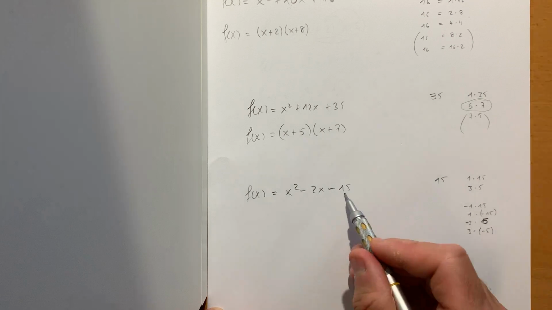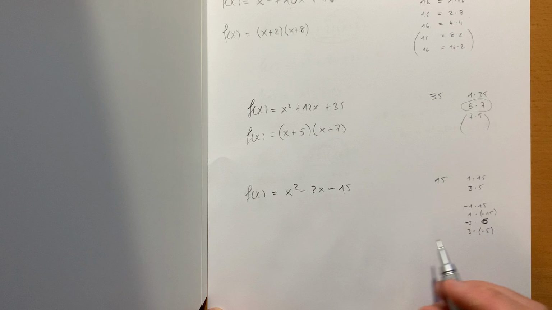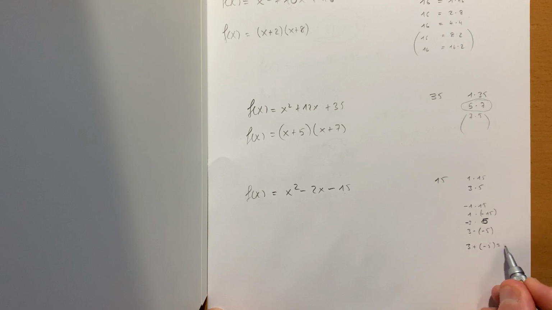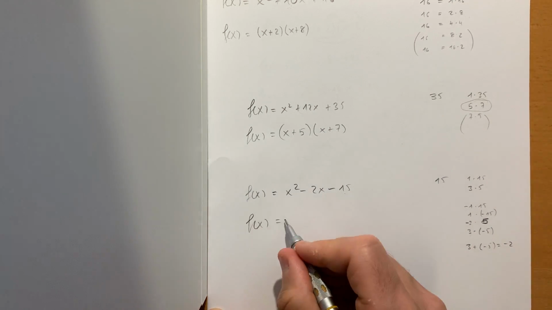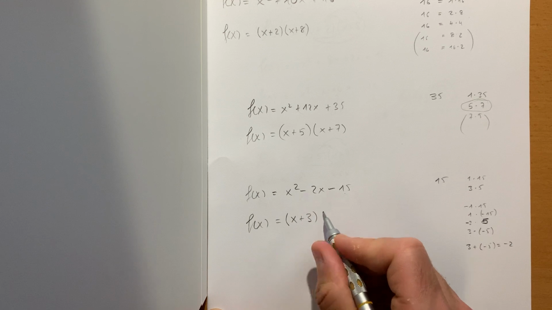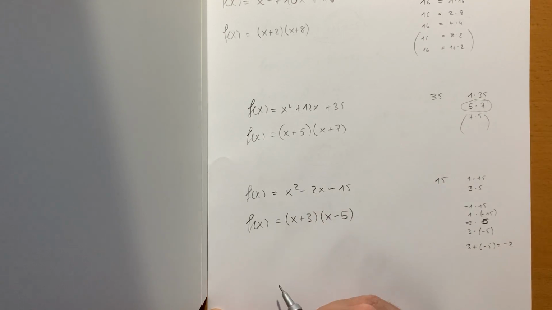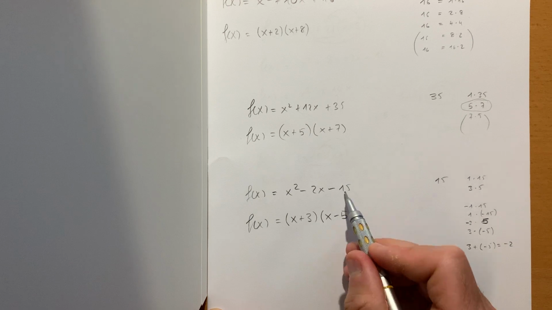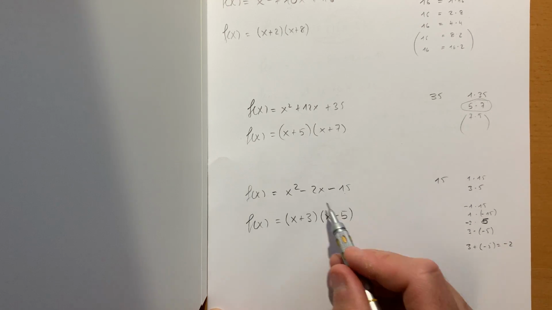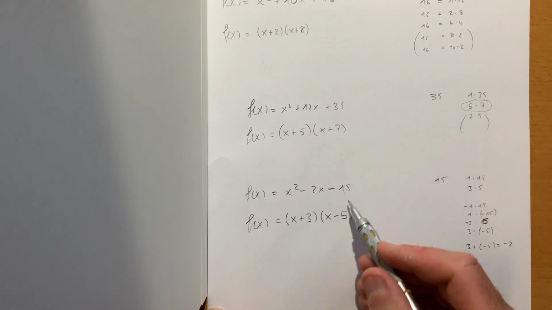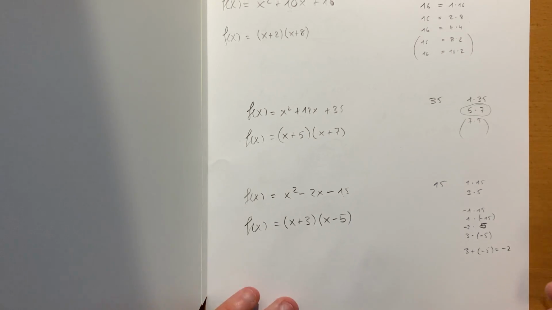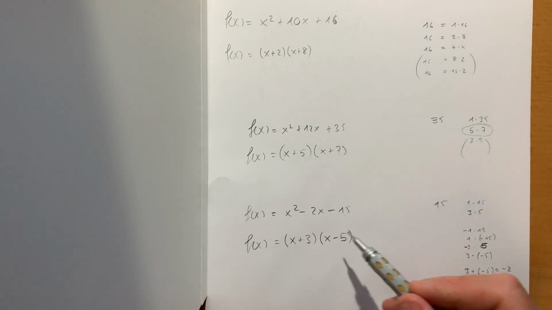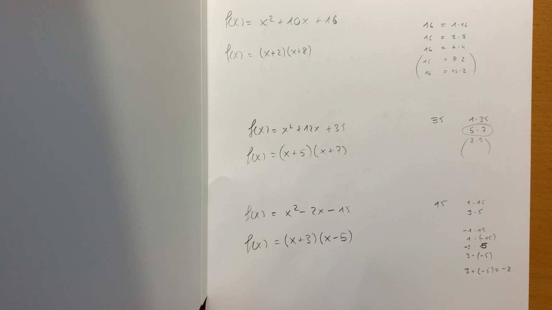3 times minus 5 is minus 15, that's correct. And 3 plus minus 5 is minus 2. So what you do is the following, and you say x plus 3, x minus 5. Because 3 times minus 5 is minus 15. 3 plus minus 5 is minus 2. And this is how we get back to this form. And we can use all the benefits from the form now. So let's try that in the first exercise, and I'll see you in the next one.